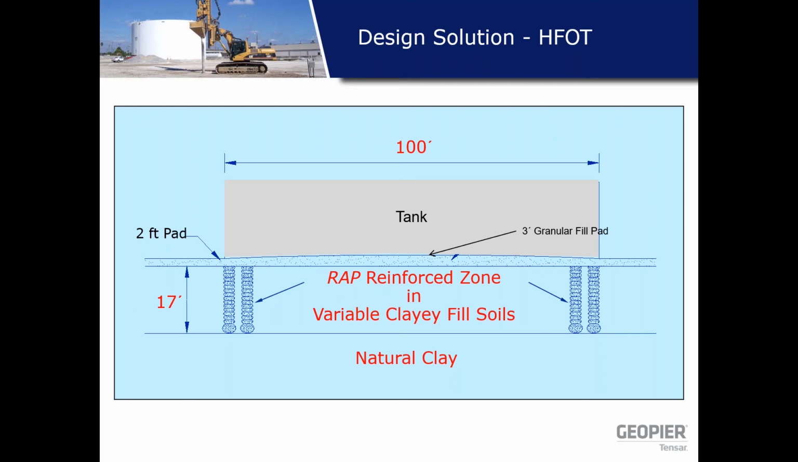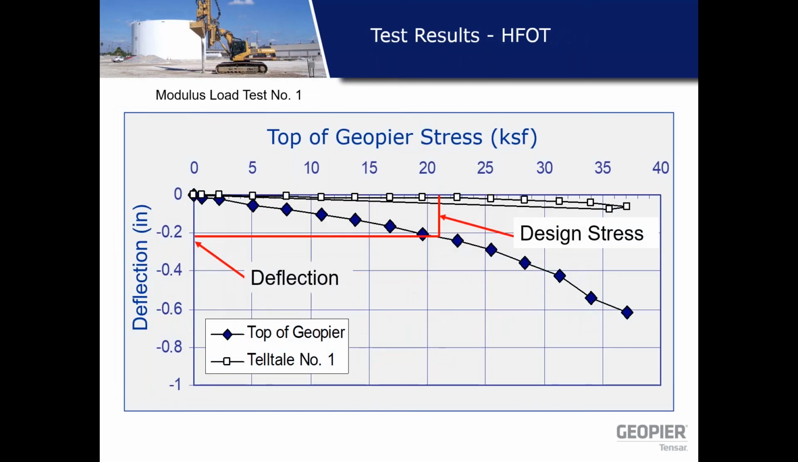We installed 17-foot long piers, and then granular fill was placed 2 feet thick along the edge and 3 feet at the center of the tank. As on any other project, we always perform modulus tests to validate the design and see the performance of the Geopier elements. On the x-axis is the Geopier stress, and on the y-axis is deflection. The design stress is about 22 ksf.